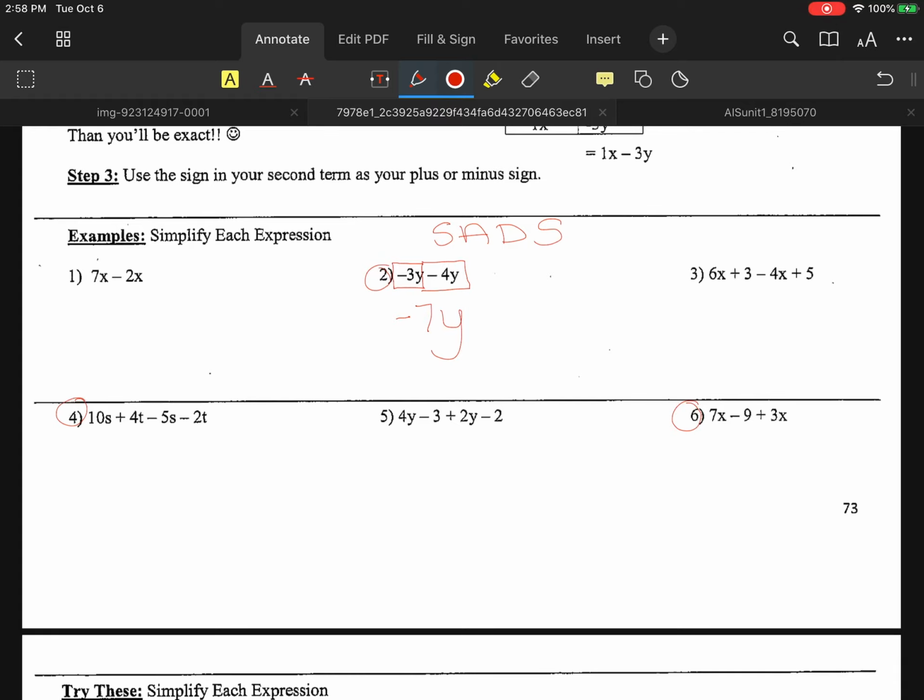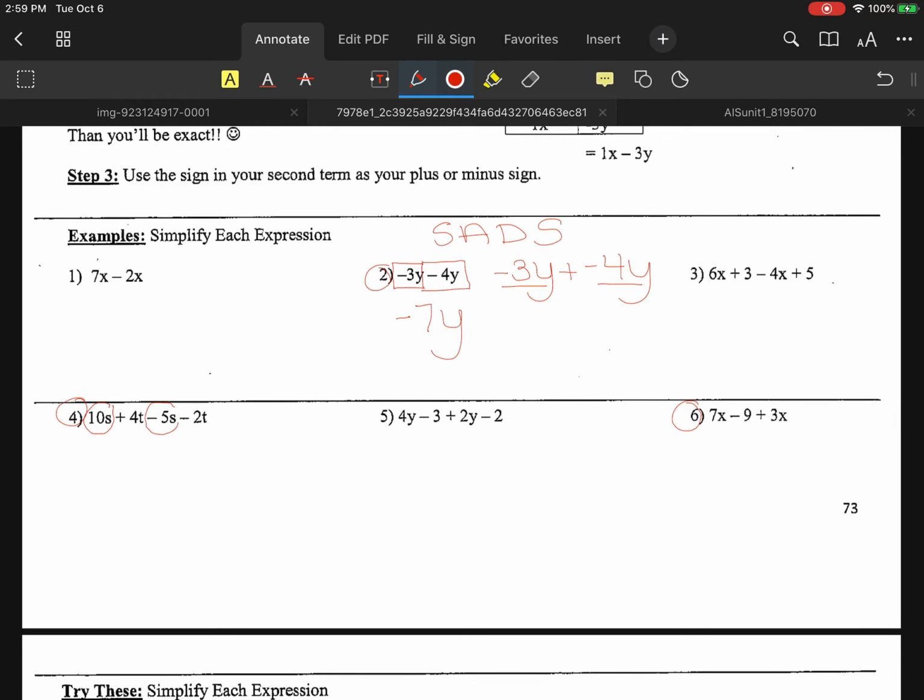You might remember from the last unit, or 2 units ago, that we changed our subtraction problems to addition problems. So some of you might take the extra step and rewrite this as negative 3y plus negative 4y. Either way, the signs are the same. They're both negatives, and you still will end up adding them and getting negative 7y. So instead of taking the extra step and changing them to addition problems when they're subtraction, by putting the shapes, you could just look now inside those shapes and see if the signs are the same or different.